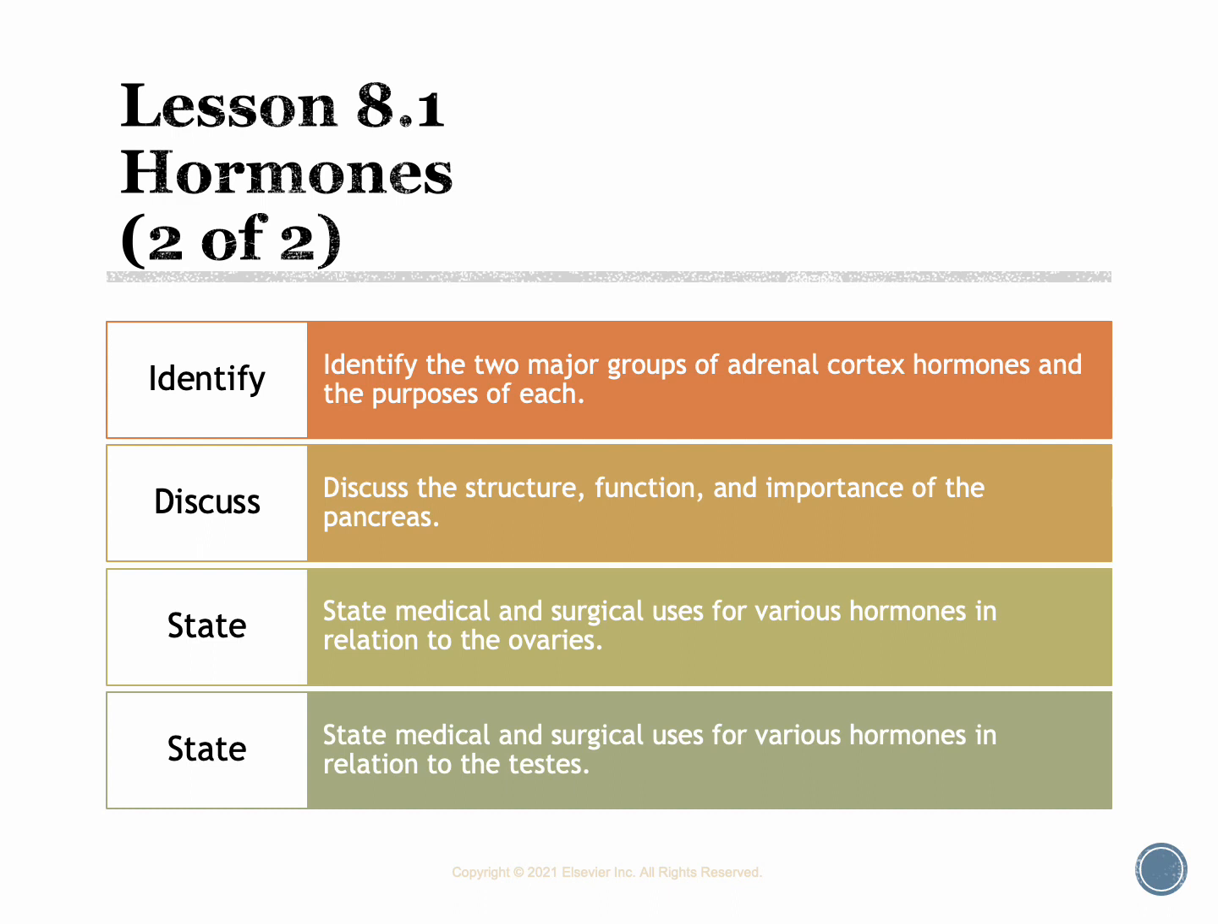In addition, you should come away with the ability to identify adrenal cortex hormones and their purpose. You'll also gain a better understanding of the structure of the pancreas and how it functions. Lastly, you should be able to state medical and surgical uses for various hormones relating to the ovaries and the testes. Primarily, this is going to feel a lot like an anatomy and physiology review. As such, we should already have some familiarity with these concepts. So without further ado, I give you the endocrine system.